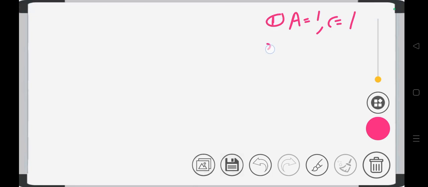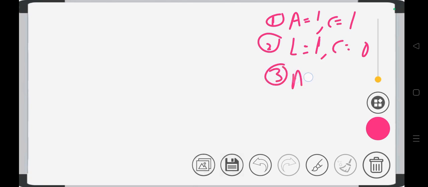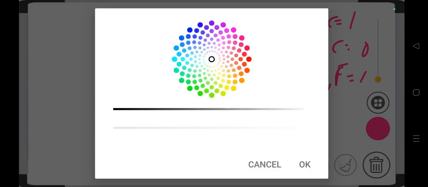So my second condition is L1 C0, and my third condition is A0 F1. Okay, so based on these three conditions, I will be forming the truth table.